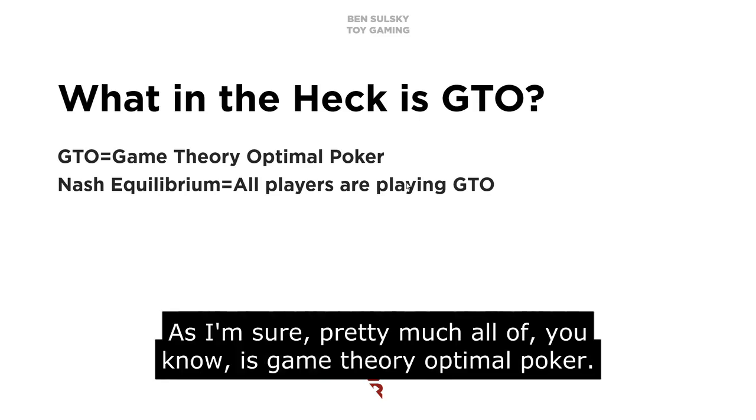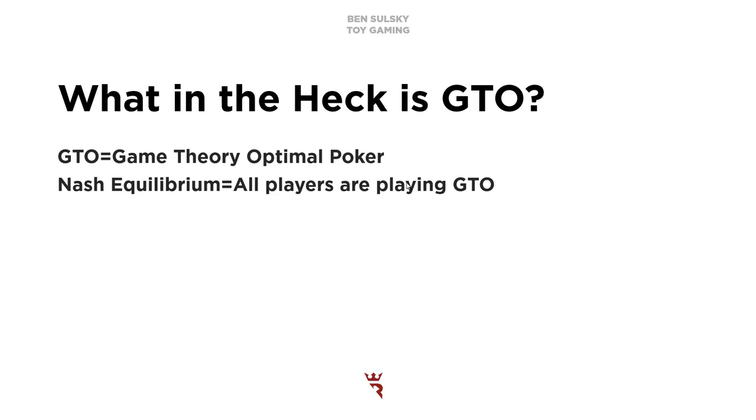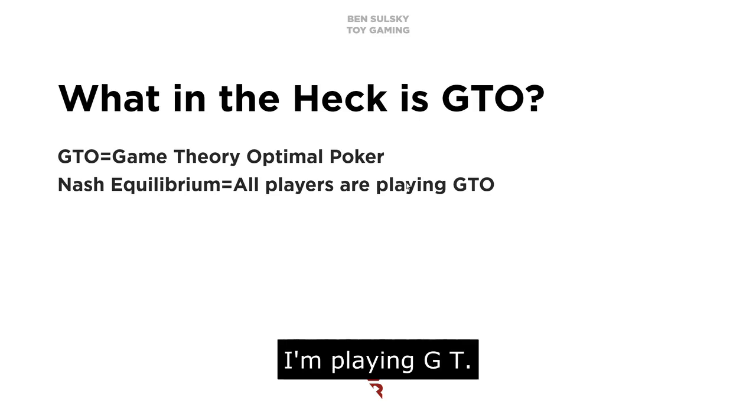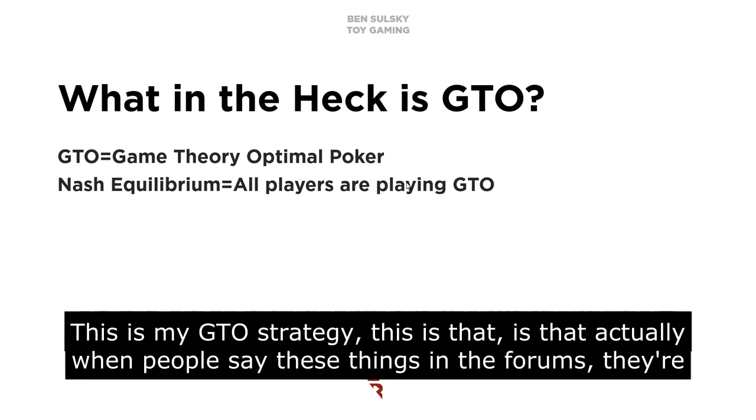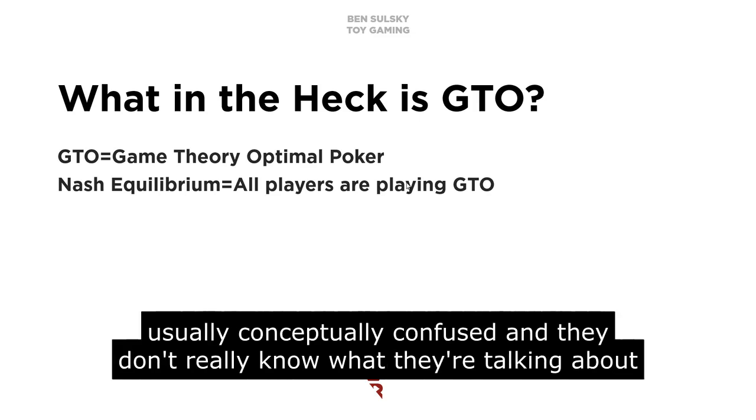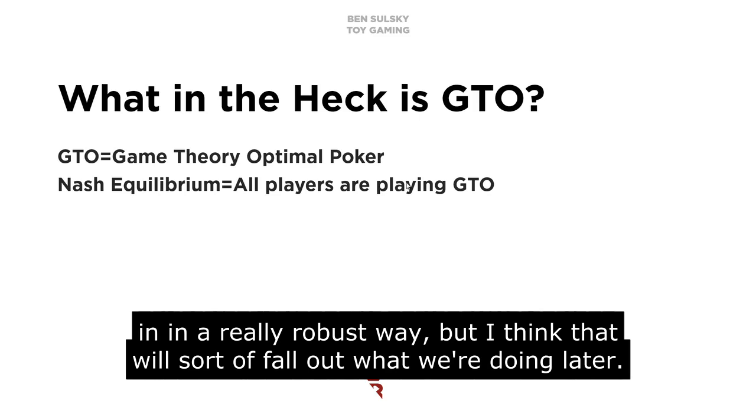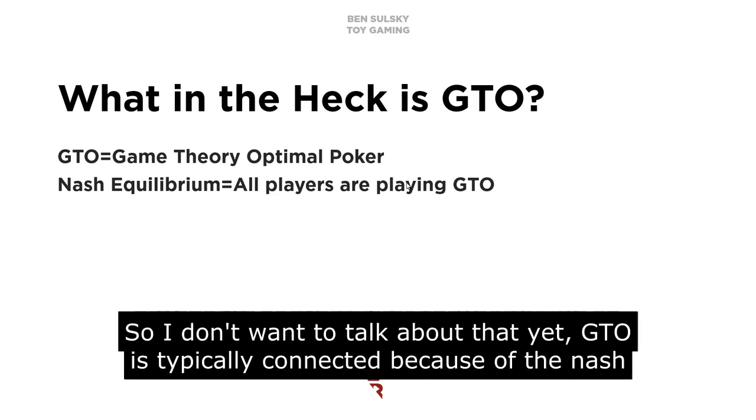So GTO, as I'm sure pretty much all of you know, is game theory optimal poker. It gets thrown around the forums a lot. I'm playing GTO. This is my GTO strategy. This is that. Actually, when people say these things in the forums, they're usually conceptually confused and they don't really know what they're talking about in a really robust way. But I think that'll sort of fall out of what we're doing later, so I don't want to talk about that yet.